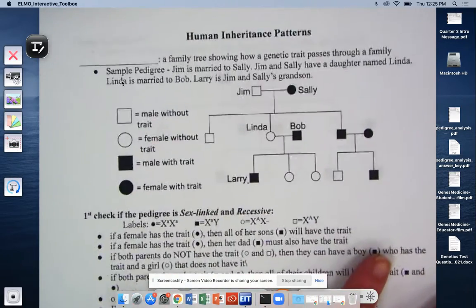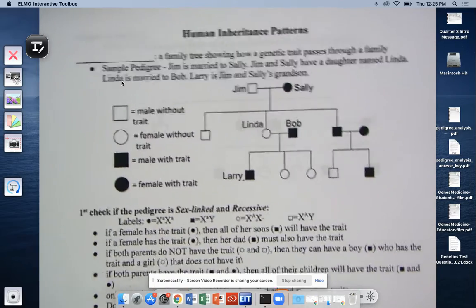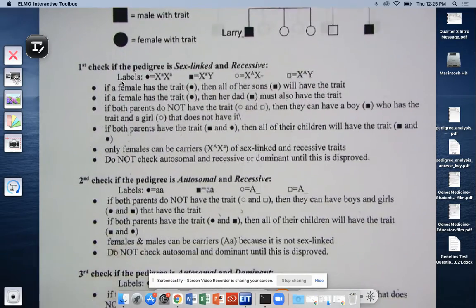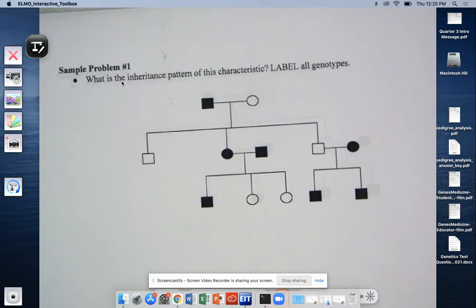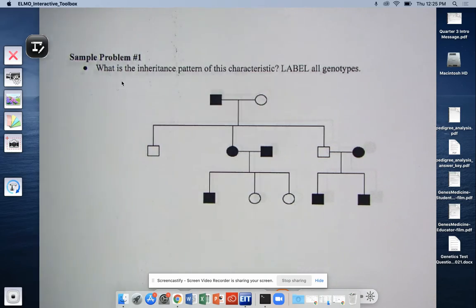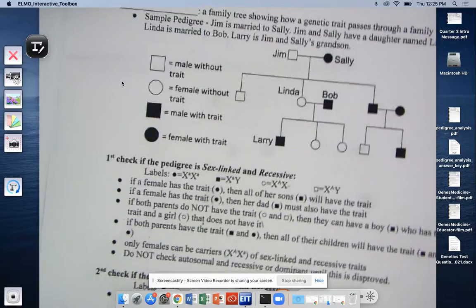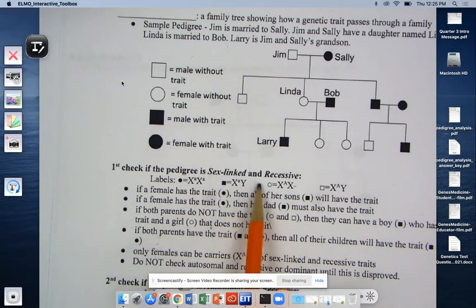So we're going to do some problems. This is in your notes, and so you want to have this handy because I'll be referring to it. So we're going to start with sample problem number 1. If we go by this chart, we're going to start with sex-linked and recessive.